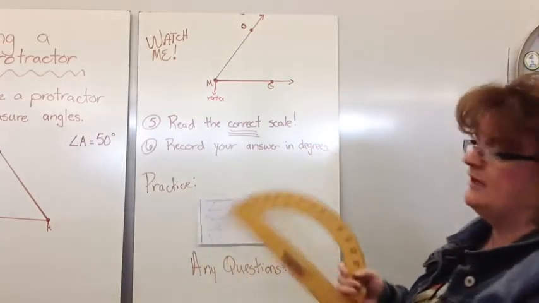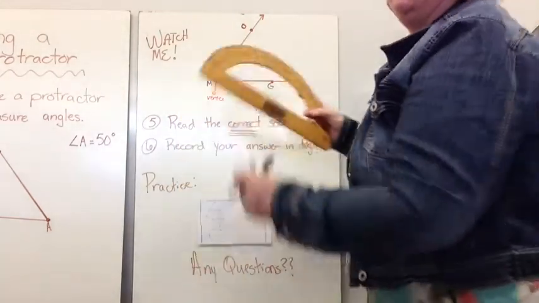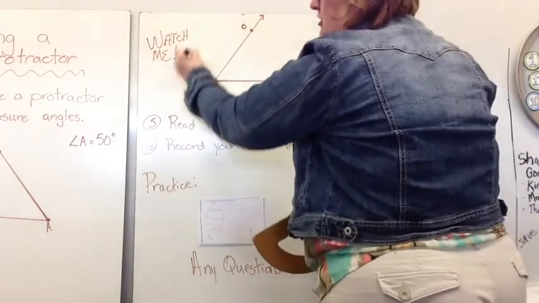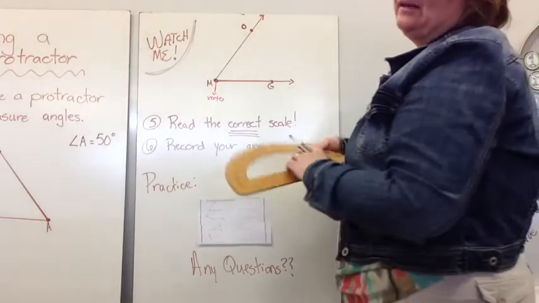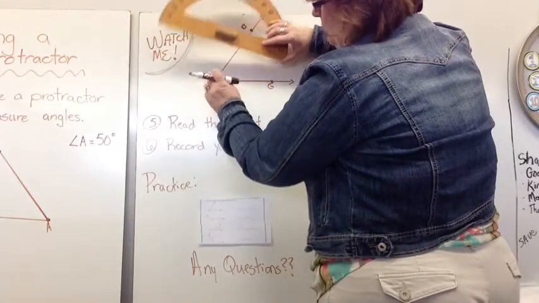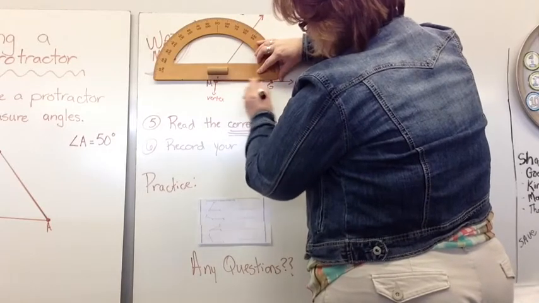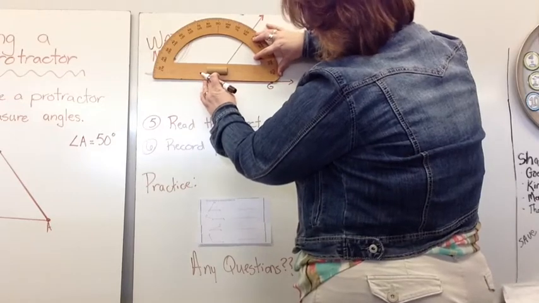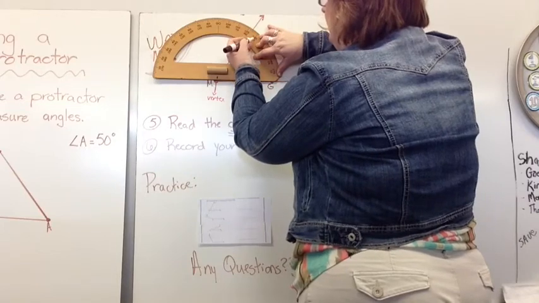Let's go ahead and take a look at how I'm going to stand up here for a minute, and we're going to measure this. Just watch as I measure. All I want you to do is watch me, okay? And you will do this on your homework. You're going to put the hole right on the vertex, which is the center point. You're going to line this bottom line up with your point. And now you're going to see that it comes out to be right somewhere between 50 and 60.